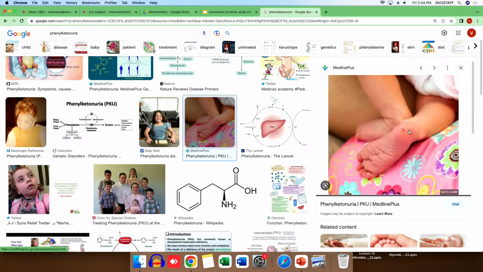And this is how we test for phenylketonuria. They will just take a scratch of the skin and test it. That's it. One drop will be more than enough.